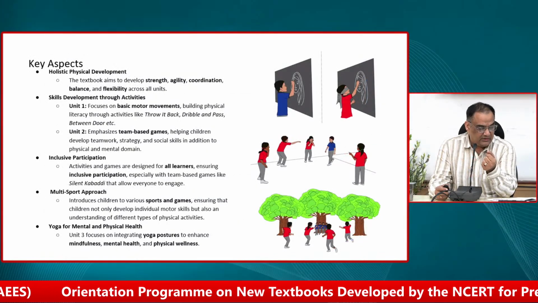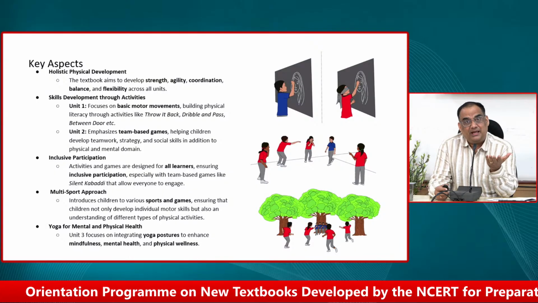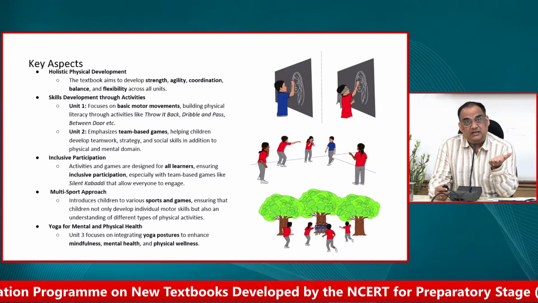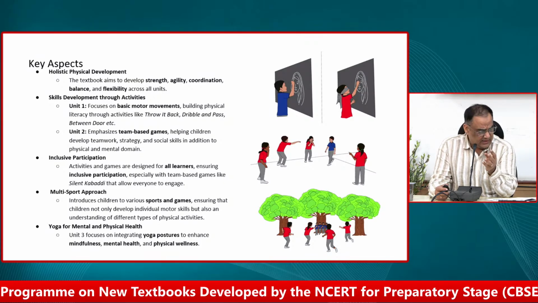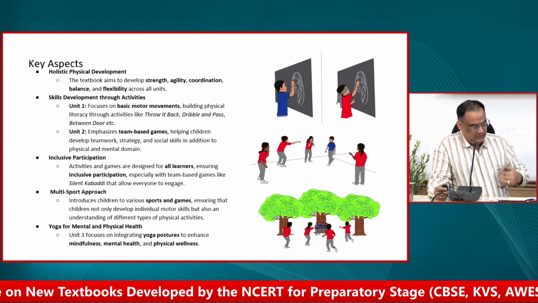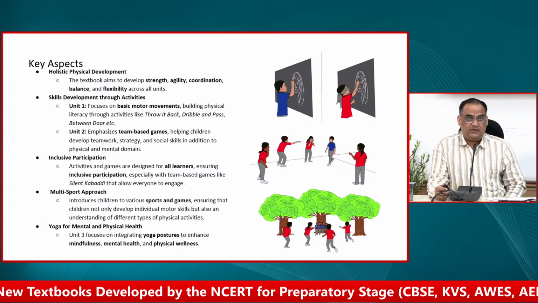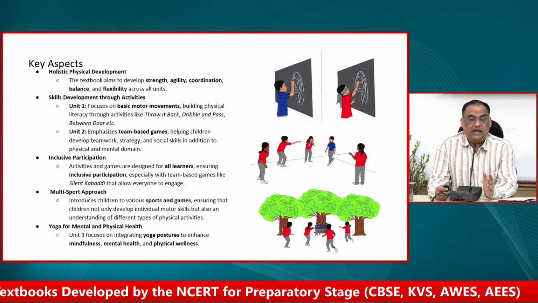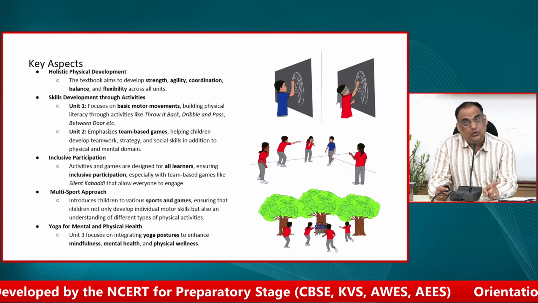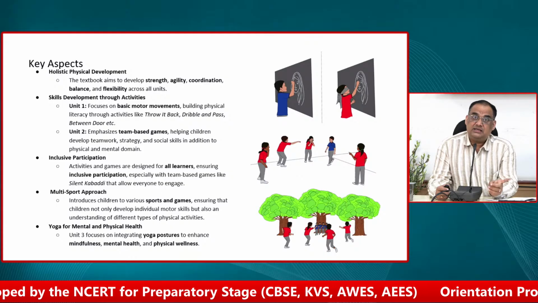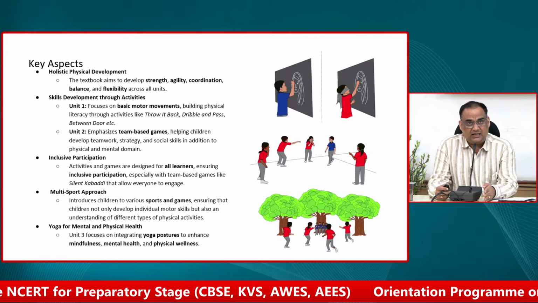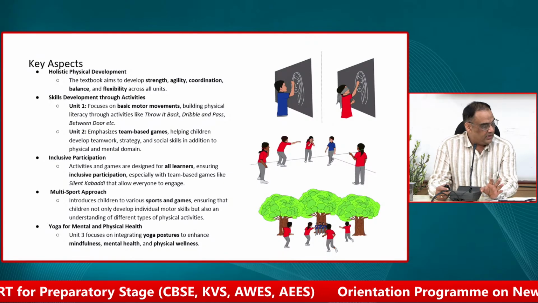Skill developments are there through activities: throw it back, receive, reverse toss, blindfolded activities. So many things are there which have a multi-sport approach, with skill development through activities. Then comes yoga. The last unit in this book is yoga. Yoga has two segments: yoga for daily life and yoga as a sadhana. So it is obvious that in class 4 you cannot ask the kids to go for sadhana.